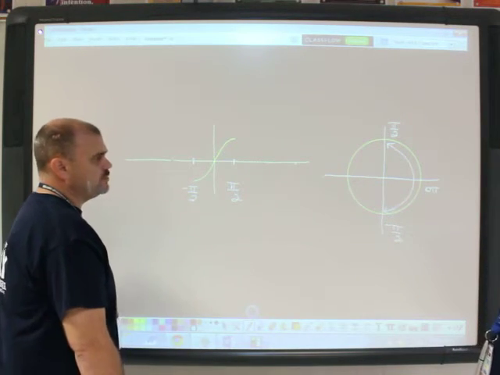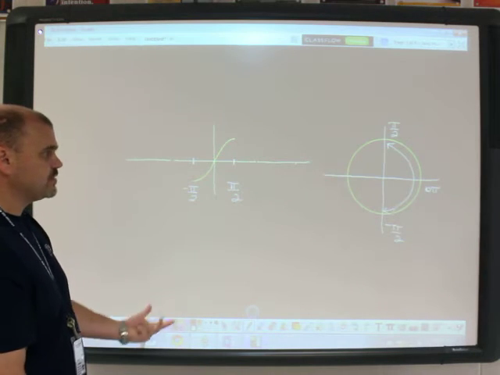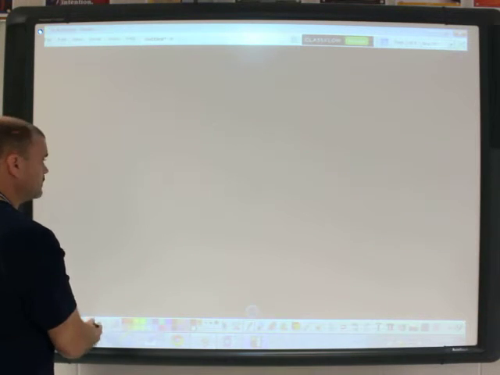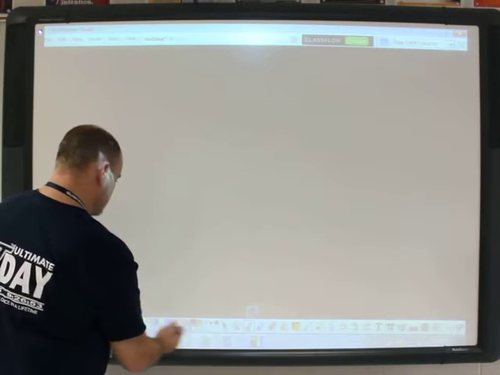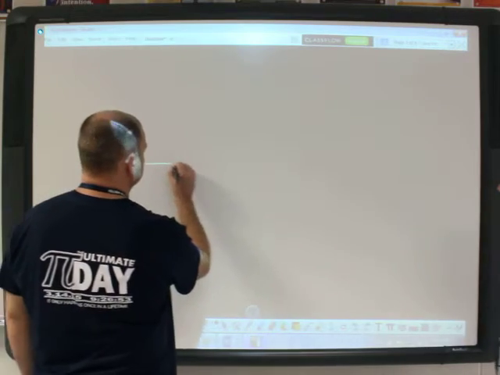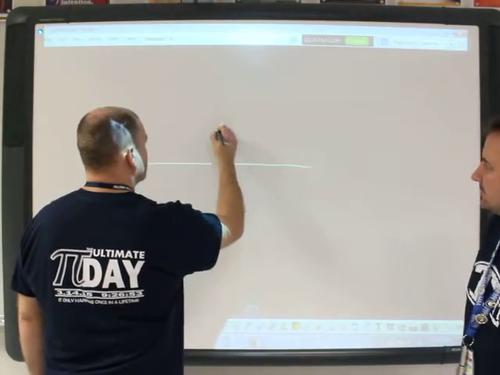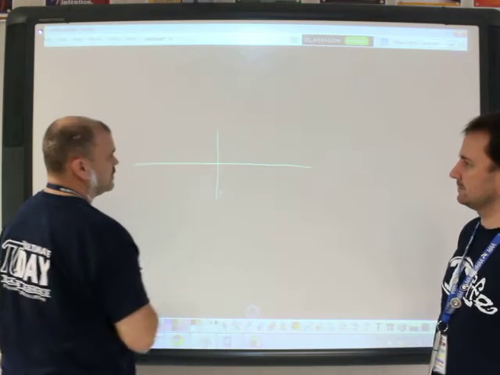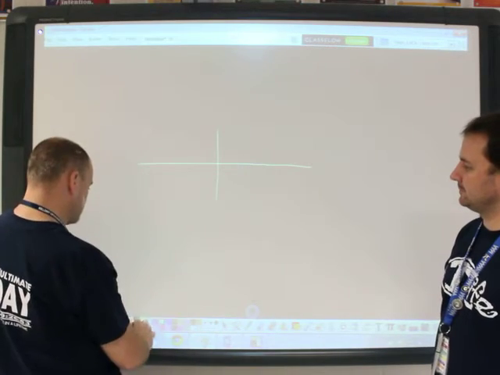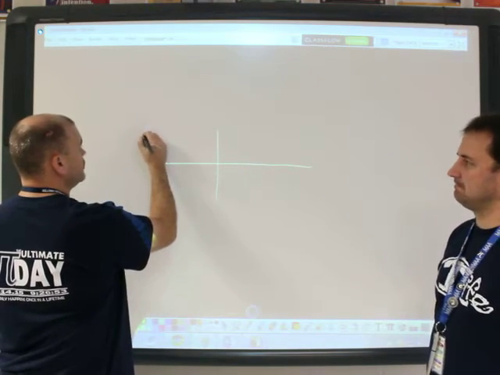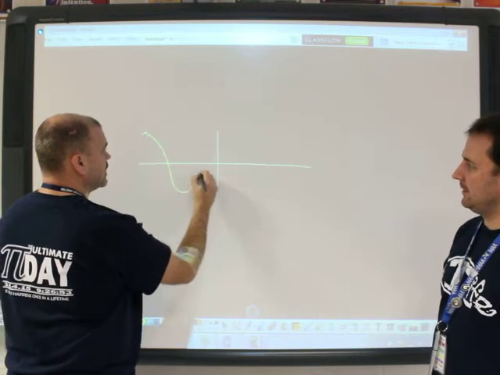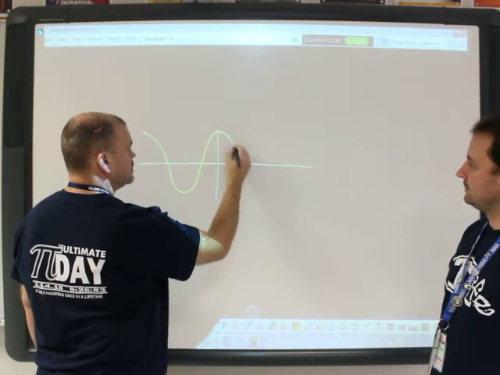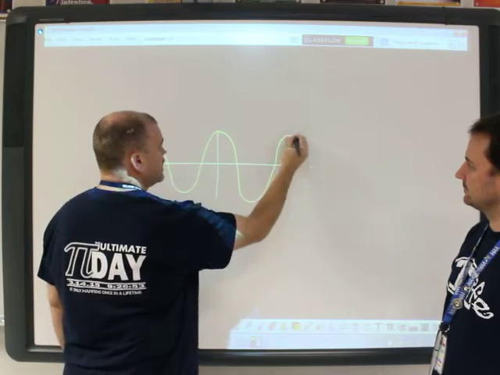Well, cosine is probably similarly done. I would imagine so. So let's do a cosine function really quick, and let's look at that. So a cosine function, and of course, if you remember, we start cosine with a max, and we go down and come back up to a max, and then we go down and we come back up to a max, right?